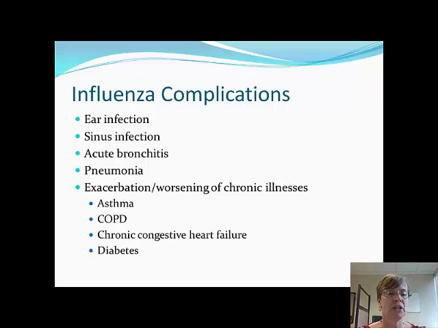So the patient that has asthma, influenza is going to create inflammation, and that may get the whole cascade of activities as far as asthma reactivity. The patient with chronic obstructive pulmonary disease, or COPD, will have worsening of the inflammation, and so their symptoms may become worse as well. Same for the patient with chronic congestive heart failure.